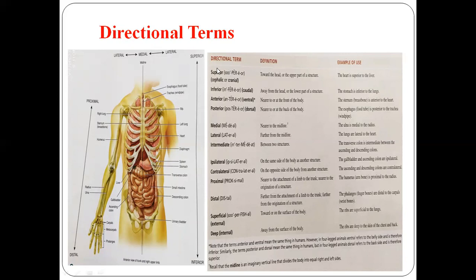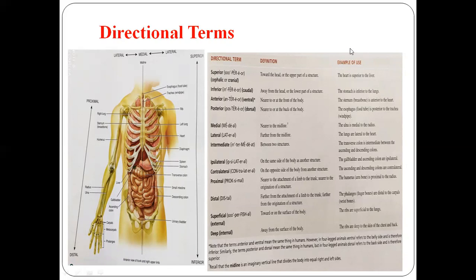What is the meaning of superior? Superior means towards the head, or the upper part of the structure. Inferior means away from the head, or the lower part of the structure. Anterior is nearer to or at the front of the body, and posterior is nearer to or at the back of the body. Everything is given there, and side by side you can see some examples which have also been given.